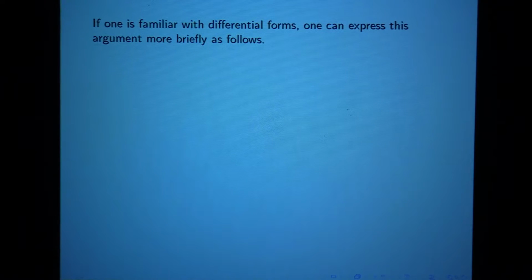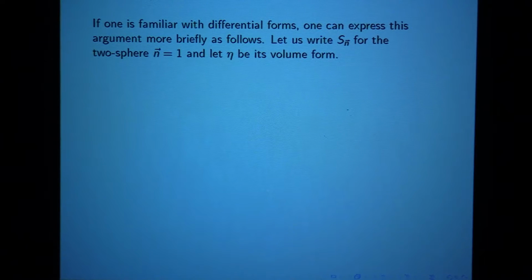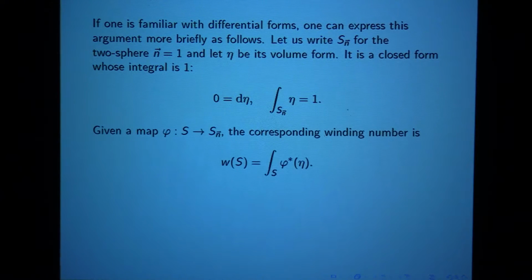So if you're familiar with differential forms, you can give a more elegant statement of what I've just said. We write S sub n for the two-sphere where the absolute value of n is 1. Sorry, I left out the absolute value sign here. And then this two-sphere has a volume form that I'm calling eta. It's a closed form, because we're in 2 dimensions, so a 2-form is going to be closed. And its integral over S_n is 1. And now we have a map phi from S to S_n, and the winding number is defined as the integral over S of the pullback of eta by phi.